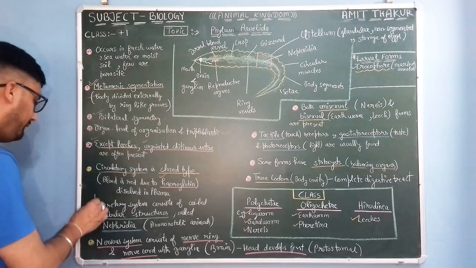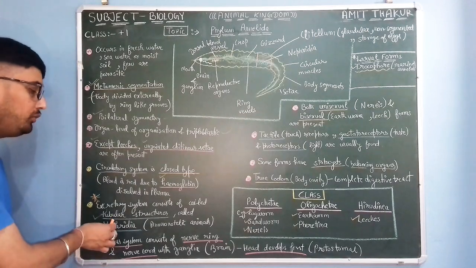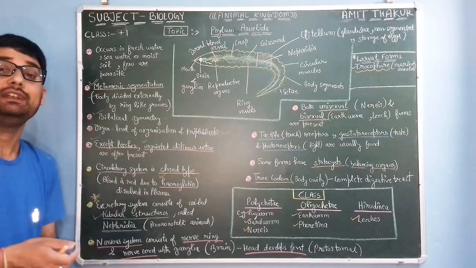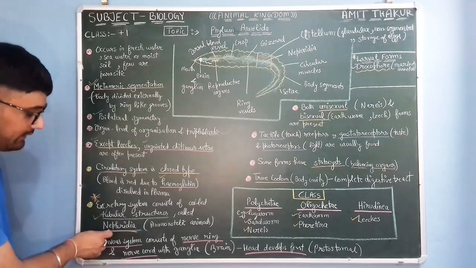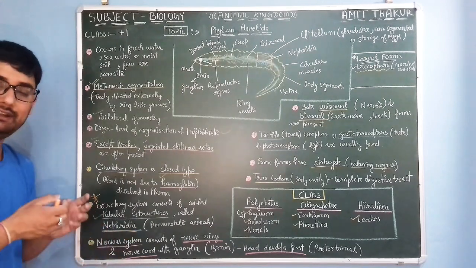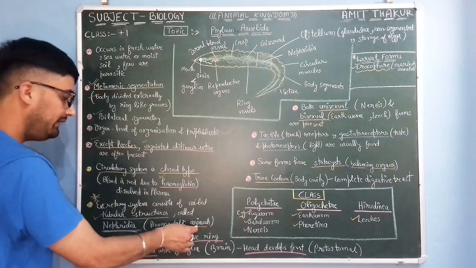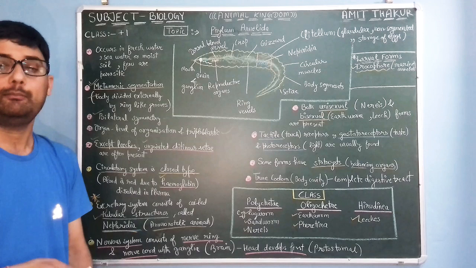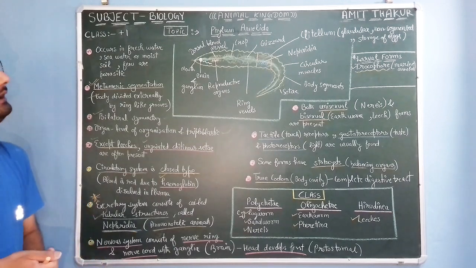The excretory system is very important. The excretory system consists of coiled tubular structures called nephridia. So you have to remember this. Nephridia are actually the excretory organs of annelids, and annelids are ammonotelic, meaning ammonia is the nitrogenous waste in annelids.